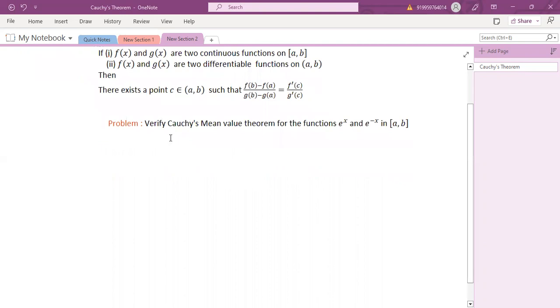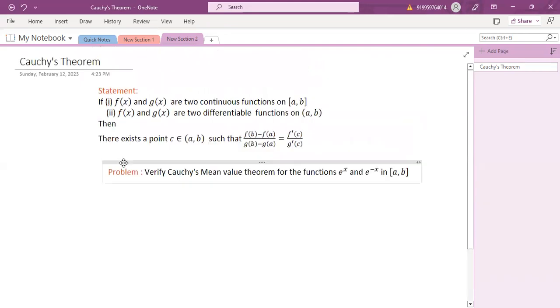Now we are going to see a problem based on Cauchy's mean value theorem. Verify Cauchy's mean value theorem for the functions, not function, because we require two functions. For the functions e power x, one of the functions, and another function is e power minus x, in the closed interval a comma b. Now we are going to show the verification.